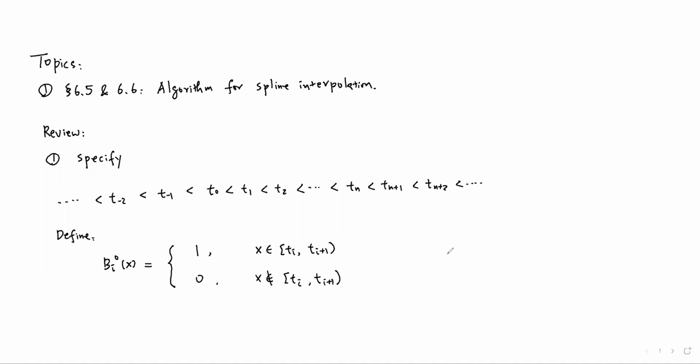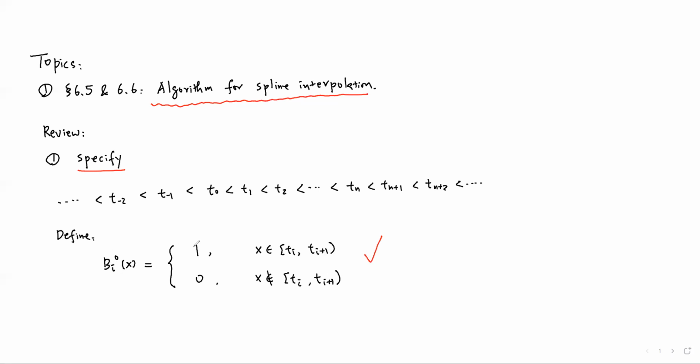Today I present one algorithm to solve spline interpolation. Take a review. We first specify an infinite sequence of knots. Then we define the basic spline function of degree 0 by this expression over this interval from t_i to t_{i+1}.